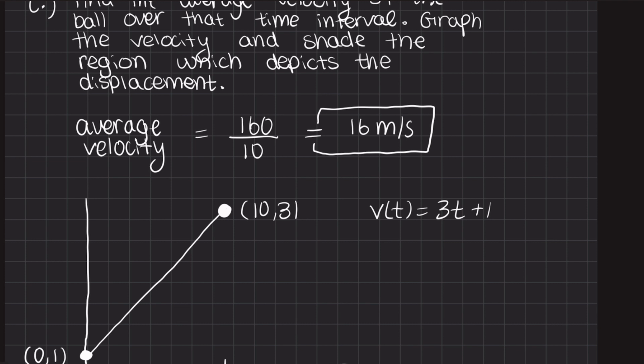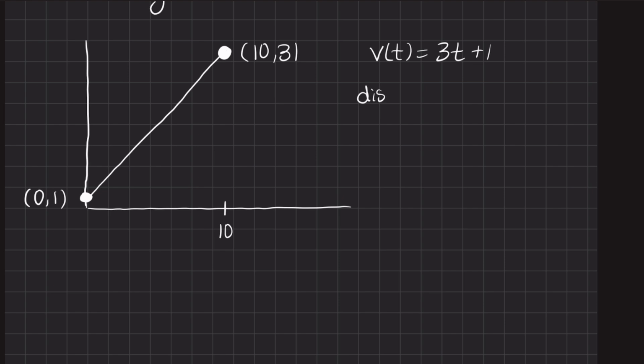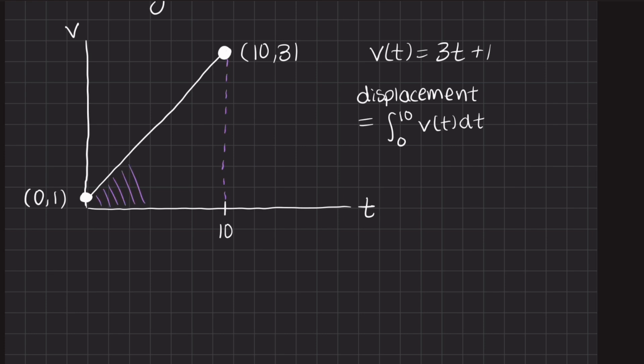And we want to shade the region which depicts the displacement, right? Well, in part B, we talked about the displacement would be equal to this definite integral 0 to 10 of our velocity function. Well, we have graphed our velocity function. And this integral is nothing but the area underneath this curve. So in pink right here, this is going to give us our displacement.